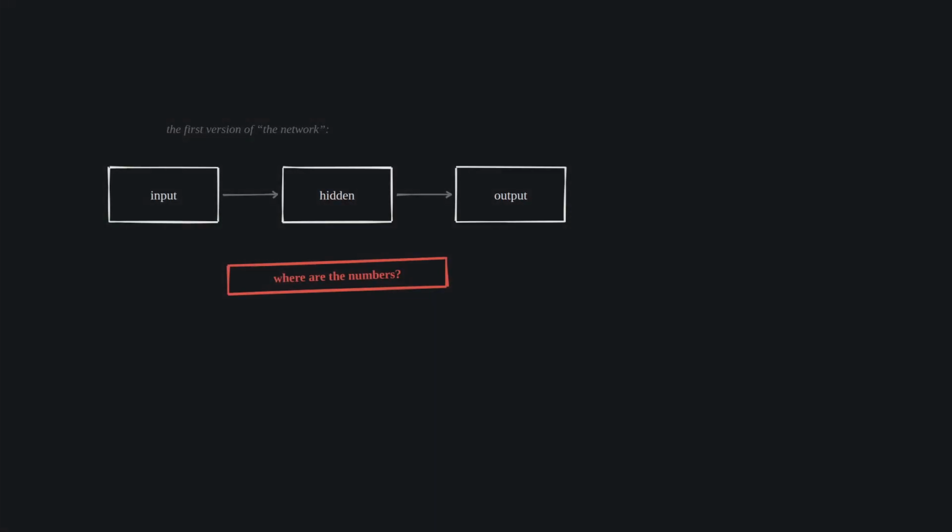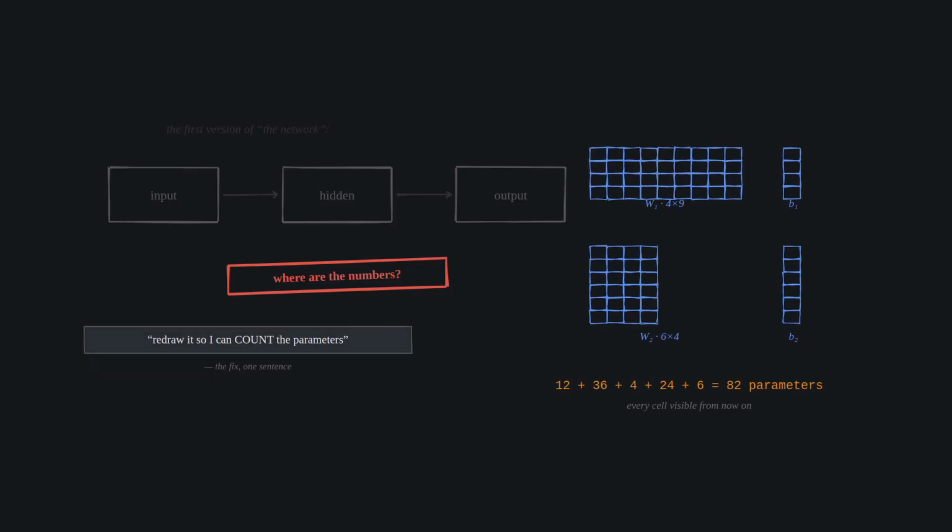Pause number 2. When the model first drew the network, it drew this. 3 boxes, 2 arrows, which is exactly the picture from every textbook, and exactly the thing this film promised not to do. My own, let's say, 300 moment in my own film. Come on. So the request was blunt. Redraw it so I can count the parameters. W1, 4 rows by 9 columns. It's 4 biases. W2, 6 by 4, 6 more biases. 82 cells total, and every one of them is a real number you can point at. The next scenes run on that version.